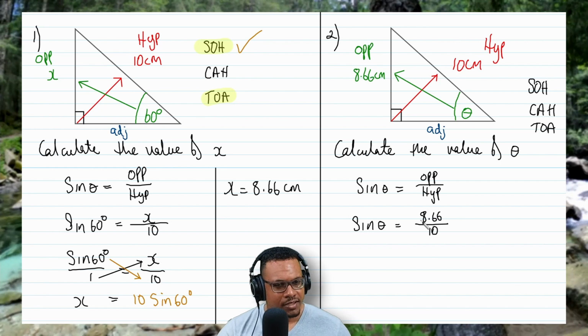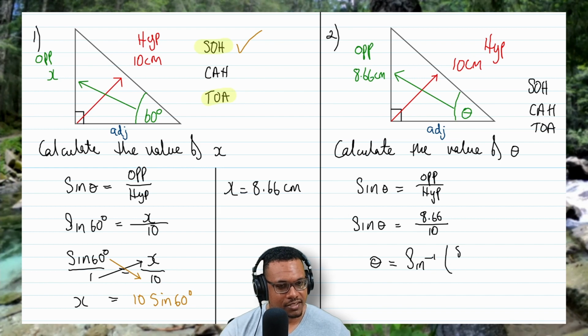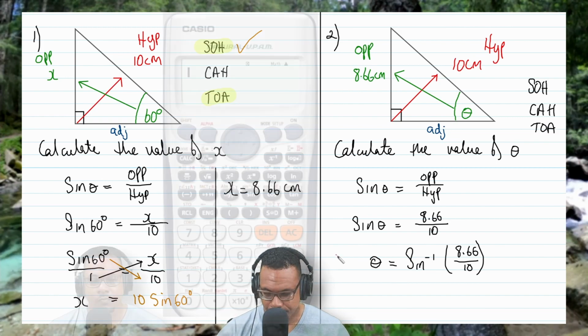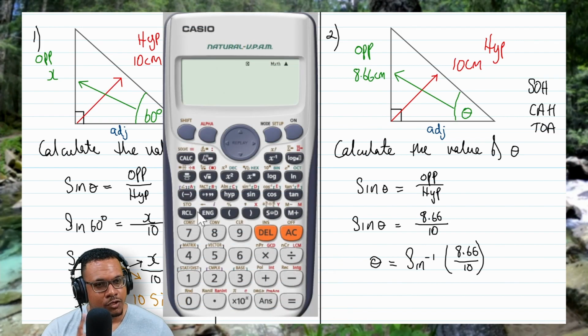And now, yes, I could go on my calculator and put 8.66 divided by 10 to get whatever decimal this is, but I'm going to leave it like this. And what we're going to do to find theta is write theta is equal to sine inverse of 8.66 over 10. All right, so this sine with this -1 means sine inverse. So let's go to the calculator. All right, and now watch this.